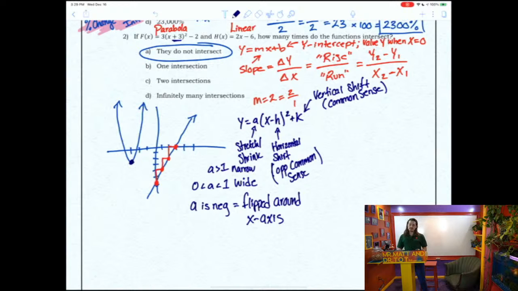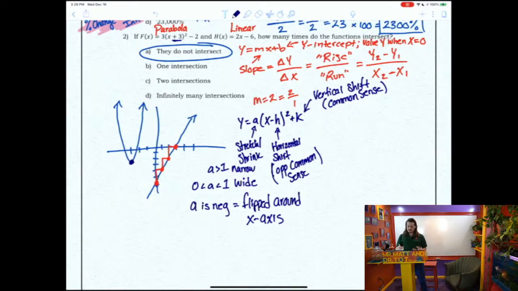And then I'm just looking at my A value, it's 3, which is greater than 1. So that means this function is going to increase dramatically, making it rather narrow. That's really subjective. I just made sure that I didn't make it open super wide. It increases really fast.